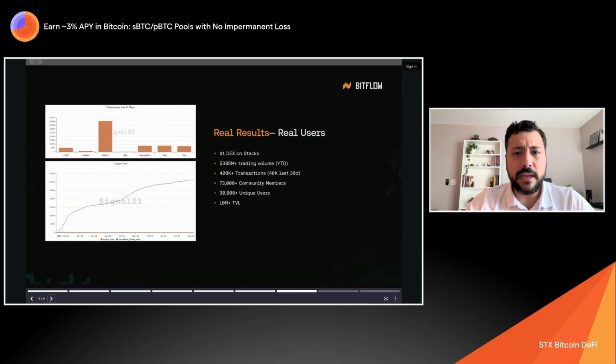And we've been in the market for about 2.5 years now, and we're very happy with the results. These are real users. We are the number one DEX on Stacks, with almost $400 million of trading volume year to date. 400,000 transactions, 40,000 just in the last 30 days. We have over 73,000 community members across Telegram, Discord, and X. Over 30,000 unique users have connected and interacted with our protocol, and we're around 10 million TVL.